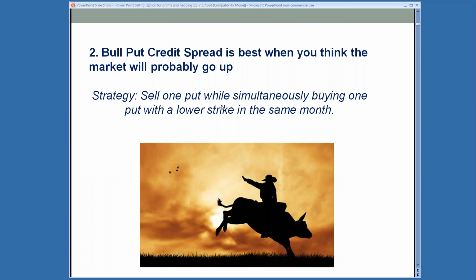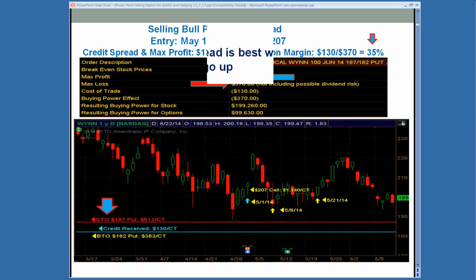Now the next one is a bull put credit spread, and this is best to use when you think the market's going to go up. So in this strategy, you're selling a put while simultaneously buying another put with a lower strike and in the same month. So again, you could just sell naked puts, but you have a lot of different risk factors involved versus doing it this way where you cap your risk.